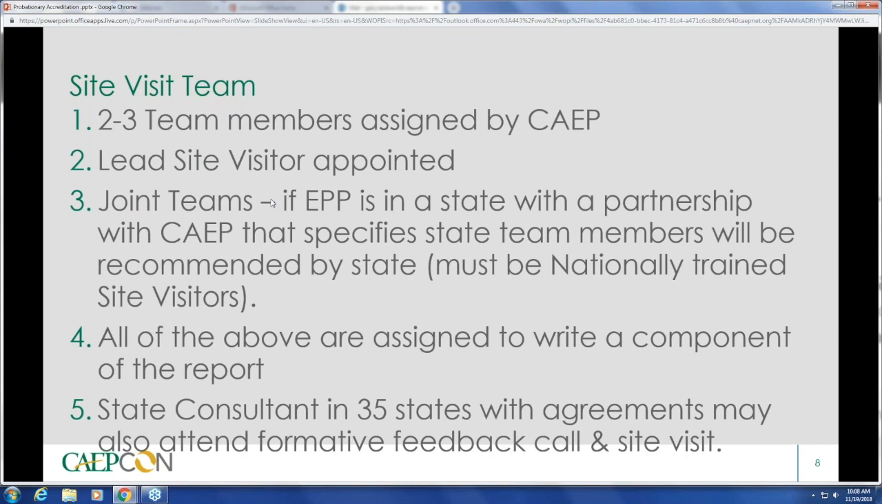And to clarify, all of the above people, so everybody assigned to the CAEP team, whether they're from a national audience or state, they're all assigned to write. And then the state consultant, in the agreements that we have with 35 states, they can also attend the formative feedback call and the site visit. They do not normally write one of the standards. They're here to clarify and be there to answer any kind of questions.